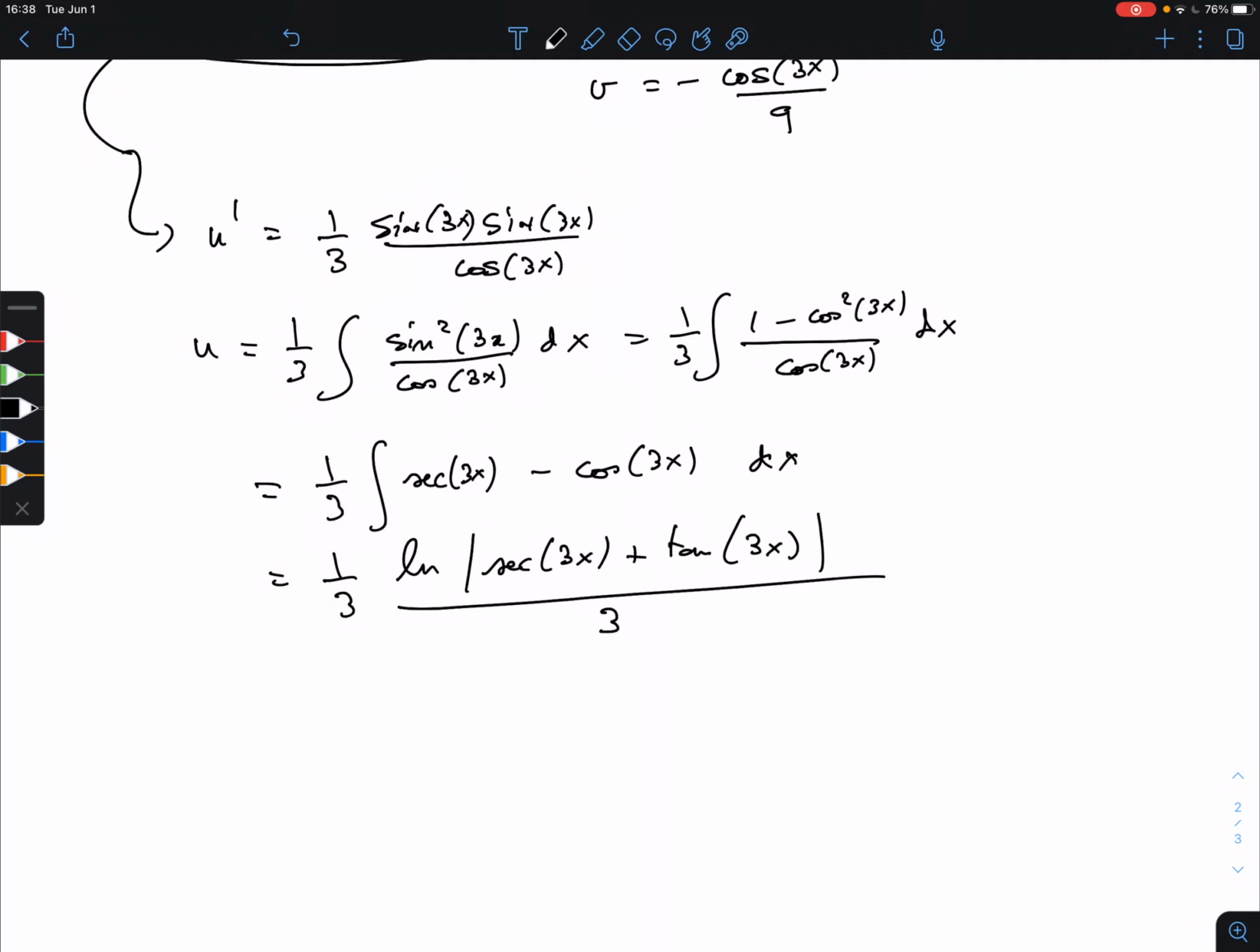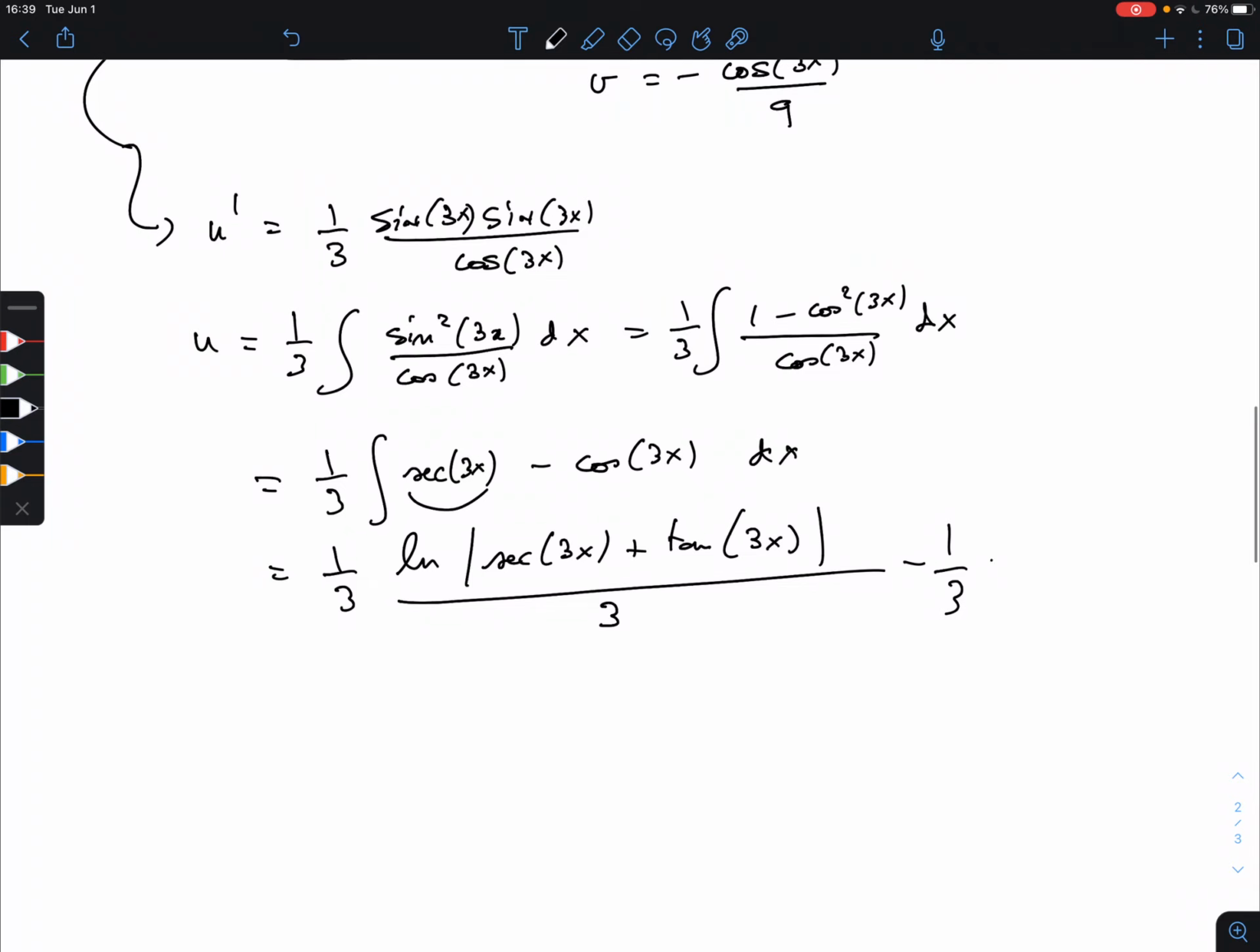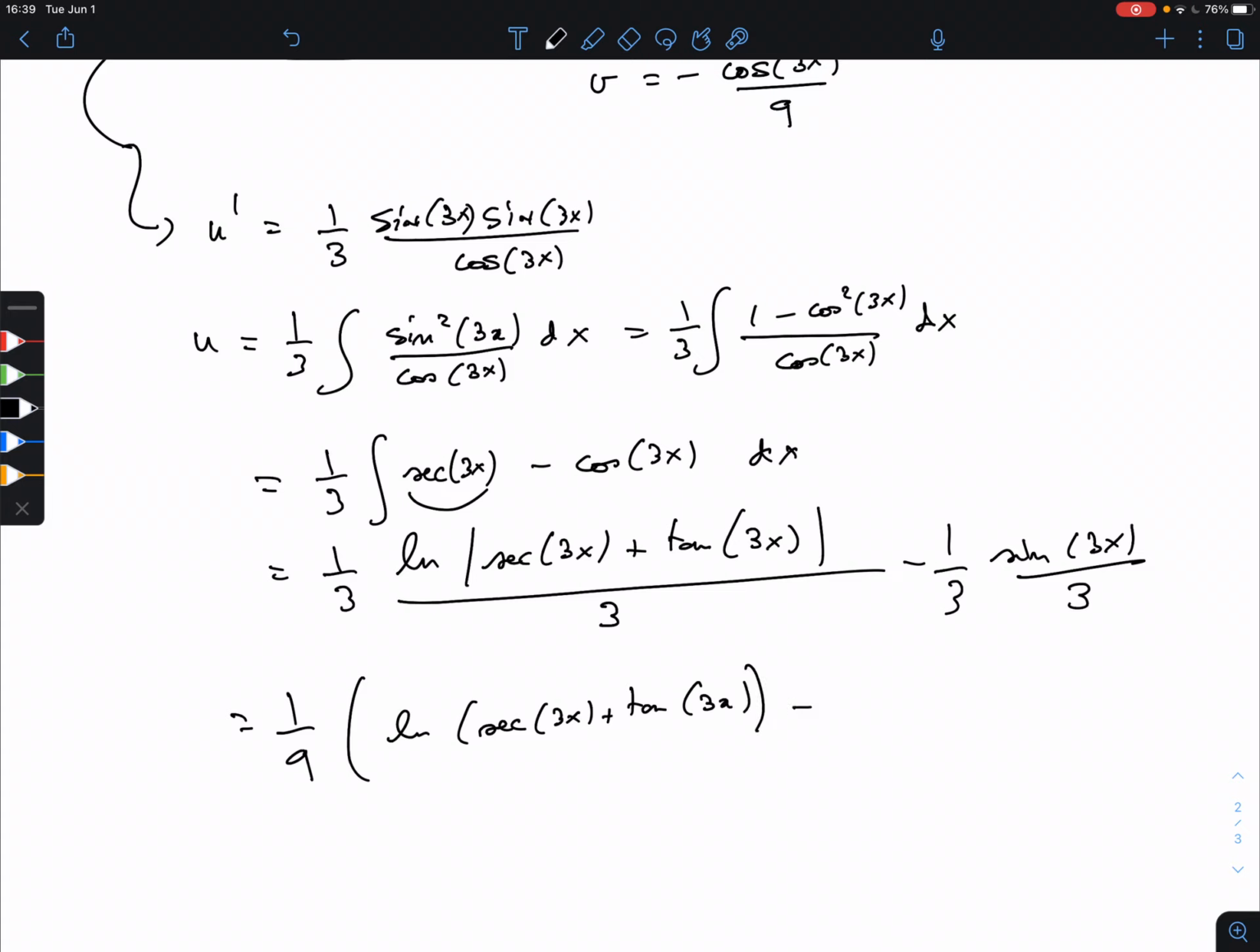That is the antiderivative of this guy, right? Minus 1/3, expanding and putting the 1/3 in both here, otherwise I'll get confused. And the derivative of cosine is sine 3x, and again we want to have an extra 3 here, okay? That's it. So what we get is 1/9, the whole thing is 1/9, and then we have ln secant 3x plus tangent 3x minus sine 3x. And then this is u.